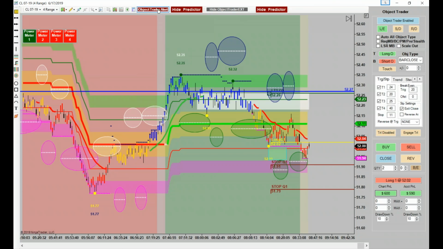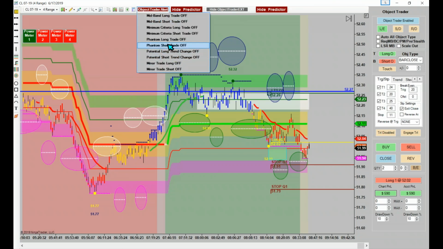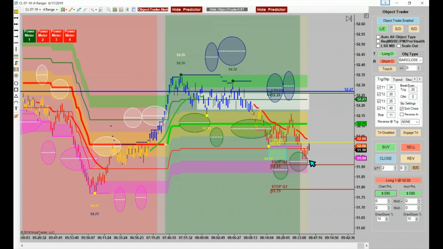Show you that one. Phantom long. Flashes green. Everybody see that? You totally just flash green like that. Now that can turn out to be a very, very good trade. That's a deep probe type trade.